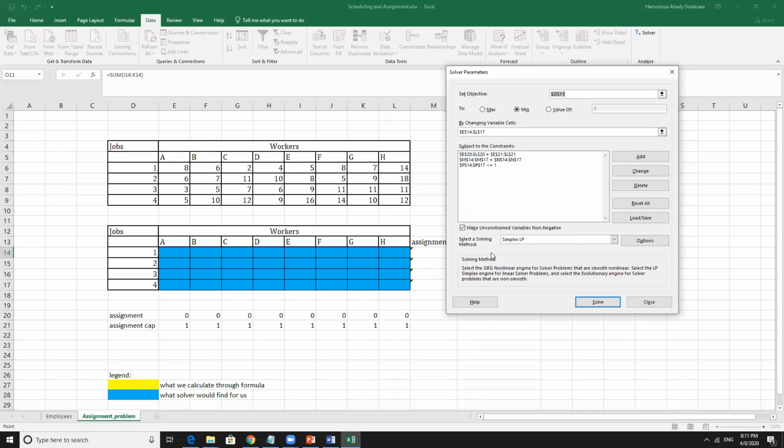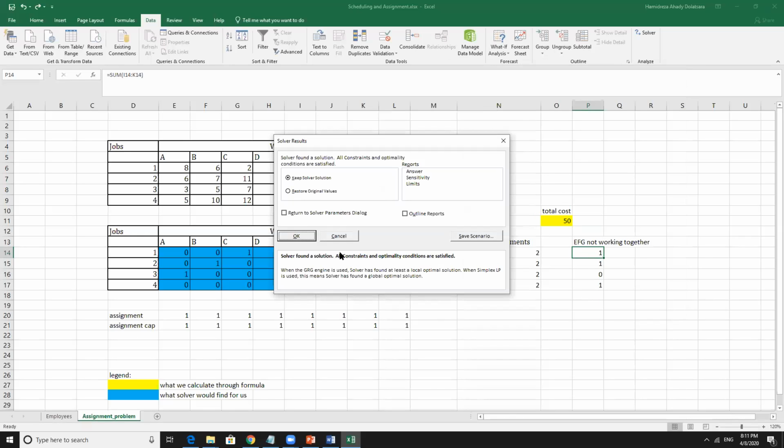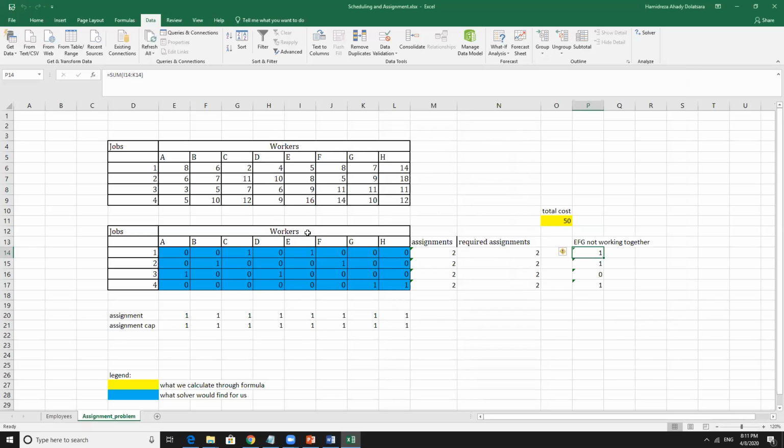Again, the solving method is simplex, and I just click solve, and okay. If you check the EFG column, it is either 0 or 1. For each required assignment, we assign 2 workers, and all of them here is R1, which means all of the workers are assigned. The minimum cost is 1550.